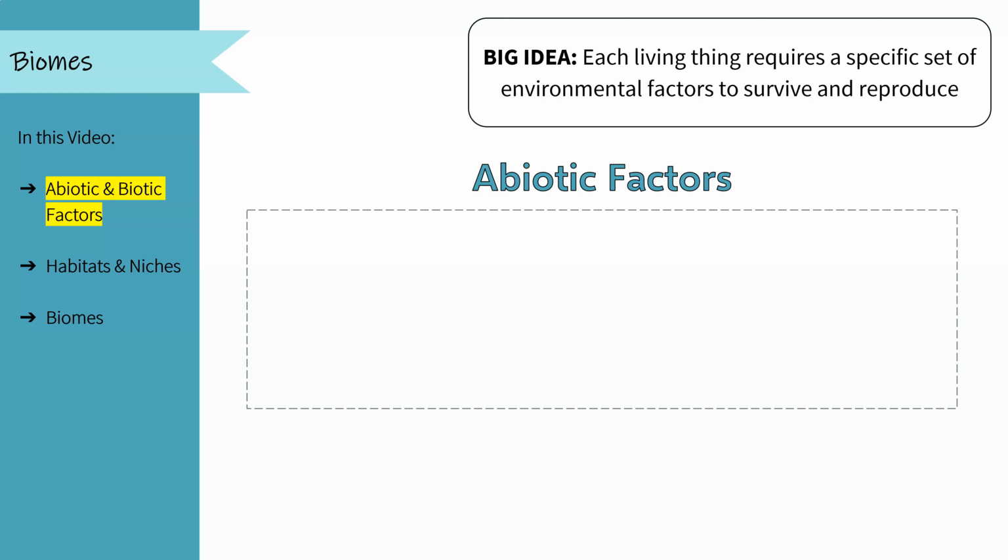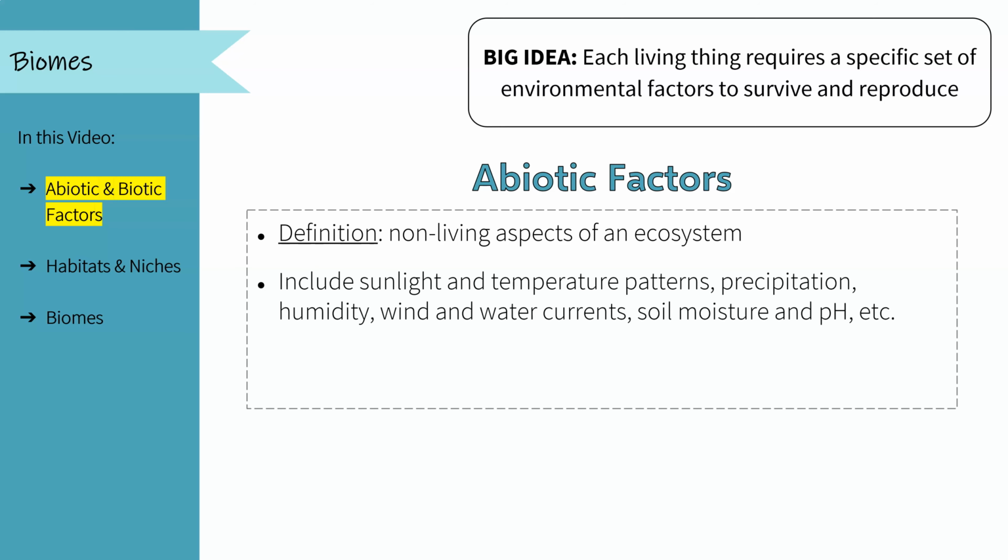The first set of factors are what we call abiotic factors. An abiotic factor is any non-living aspect of an ecosystem. This includes things like sunlight and temperature patterns, precipitation, which is rainfall, humidity, wind and water currents, soil moisture and pH, and so on.